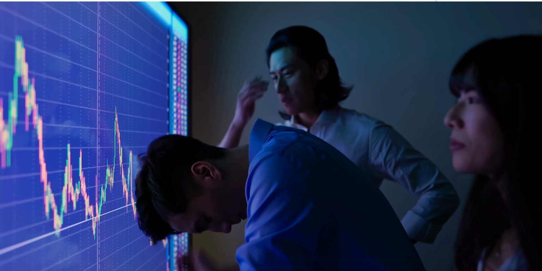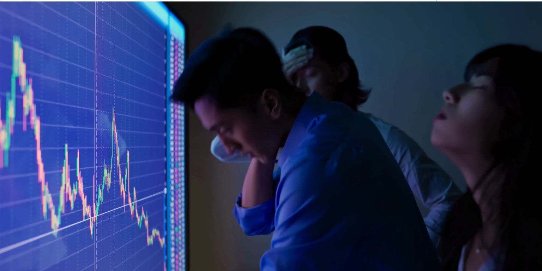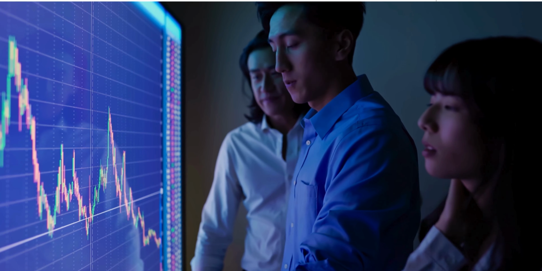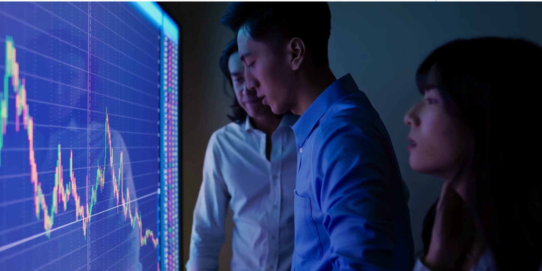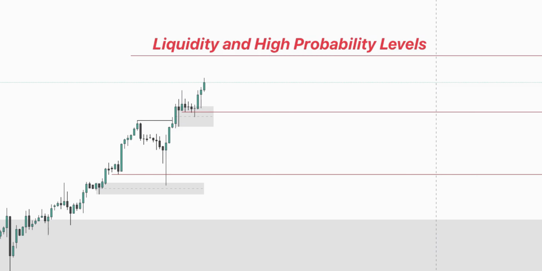Most traders lose money not because they can't find entry, but because they don't understand where liquidity is hidden. But today, I will show you how to spot high probability liquidity and how to trade them.